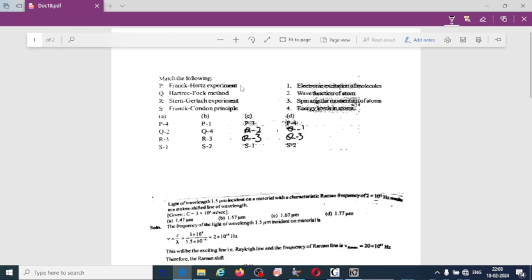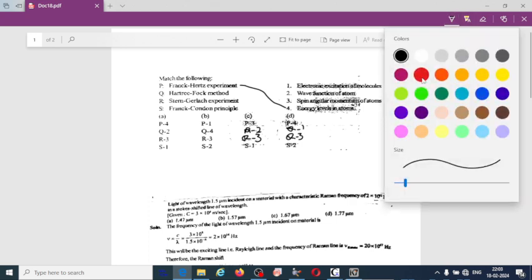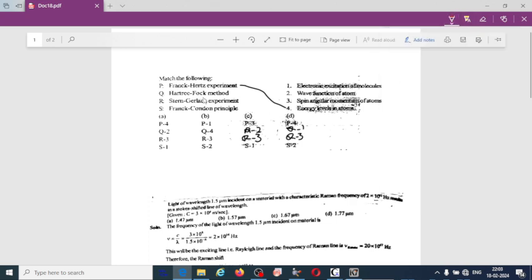So this is option fourth one, and Hartree-Fock method is used for the wave function of atoms. So second option itself. Then Stern-Gerlach experiment was performed to check the space quantization of spin angular momentum of atoms. So option 3.